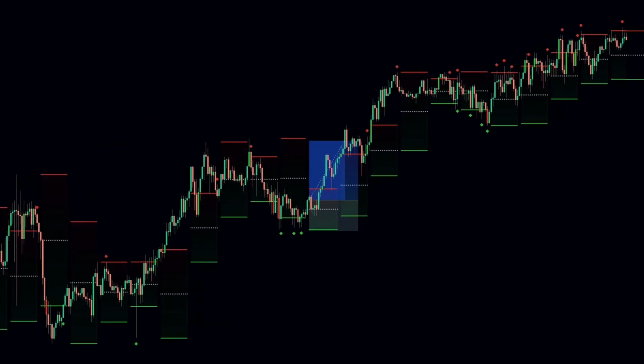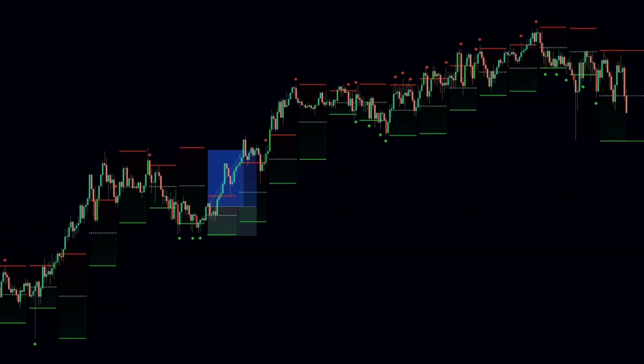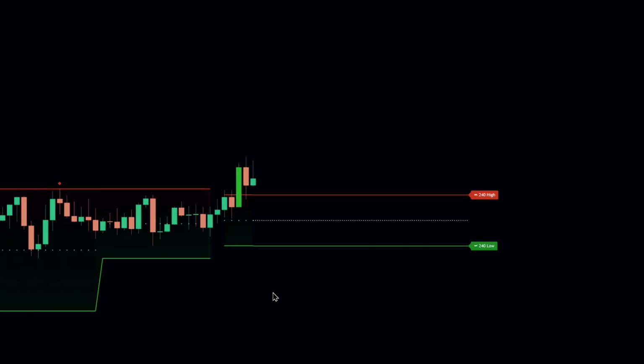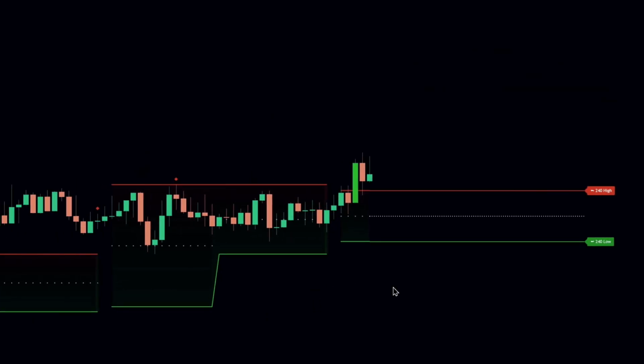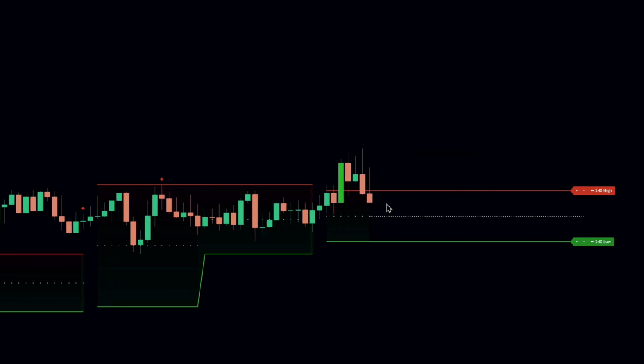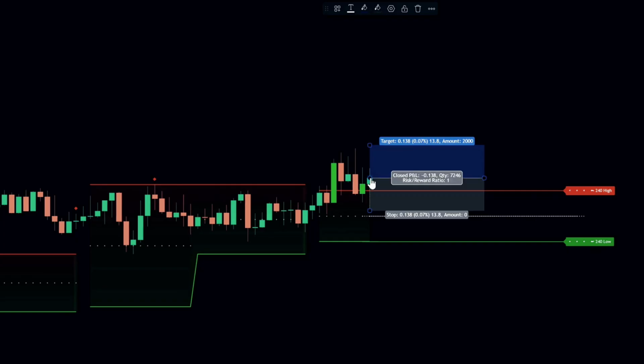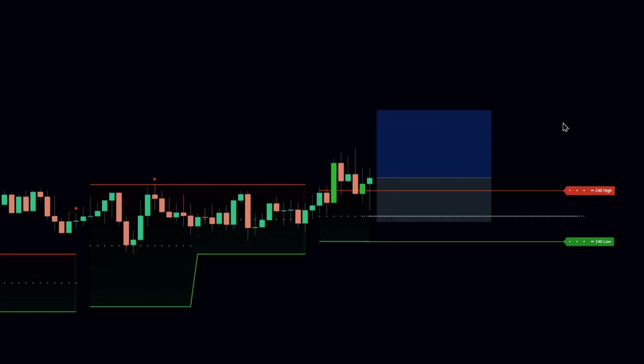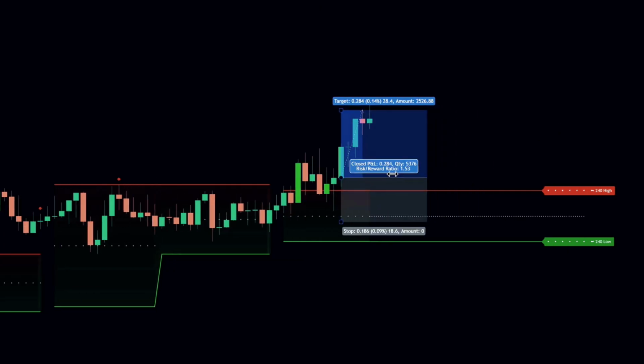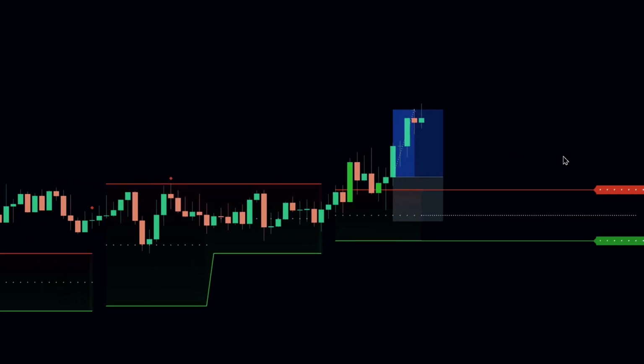Another way to trade with this indicator is pretty straightforward. For a long trade, wait for a higher time frame high level to form. Then wait for a candle to break and close above it. After the breakout, look for a retest of that level, and then enter your trade. For a short trade, simply do the opposite. Wait for a break and close below a higher time frame low level, then enter after the retest.